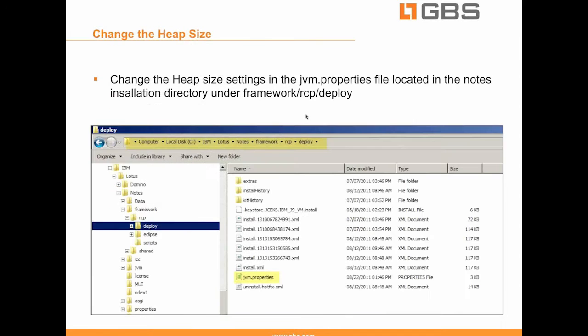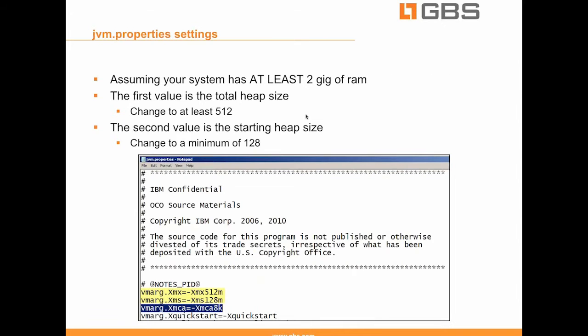So you can actually go in and set these. The values are set in the jvm.properties file, which is located in your Notes installation directory in the framework RCP deploy folder. The jvm.properties file is just a text file. Open it up in Notepad or WordPad or TextEdit or whatever your favorite editor tool might be, and you're going to modify those first 2 lines. Assuming you're on a system with at least 2 gig of RAM, there's nothing wrong at all with setting this up to as high as 1/4 of your total RAM.